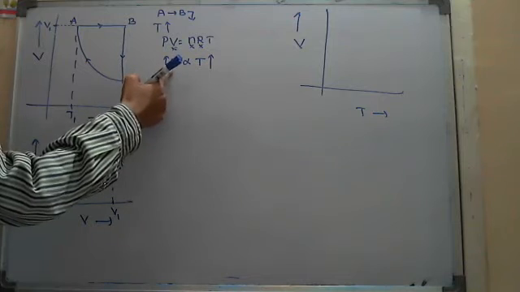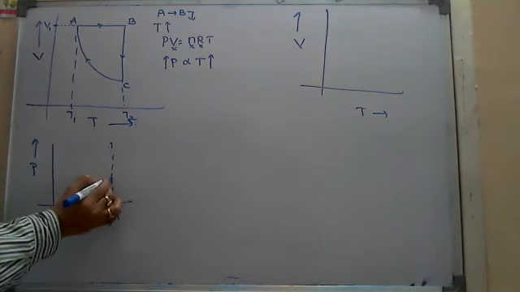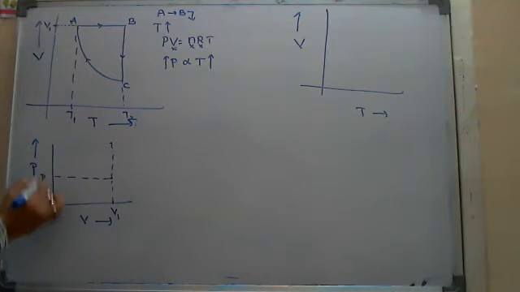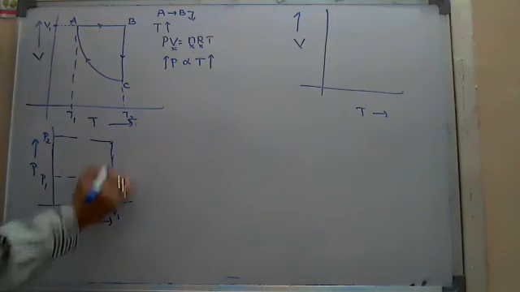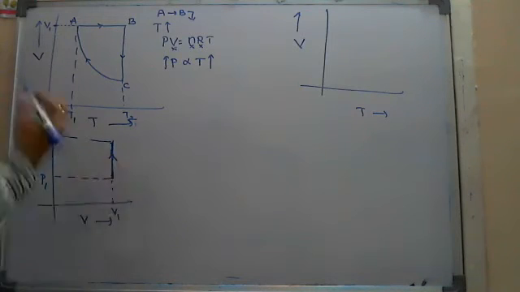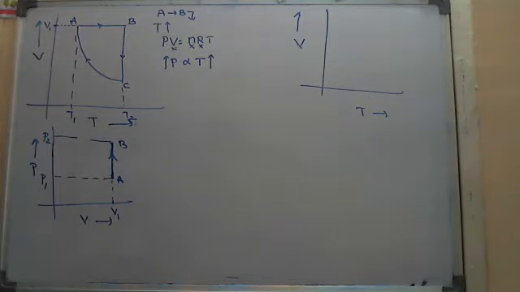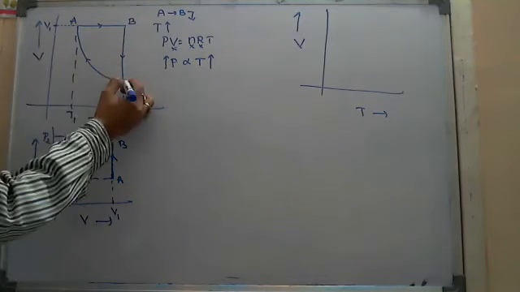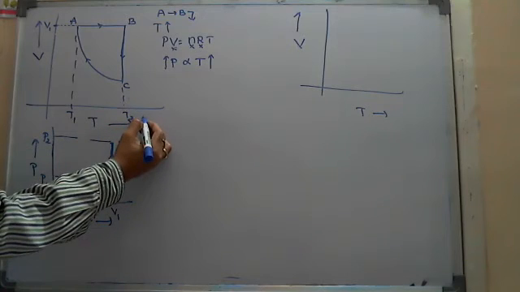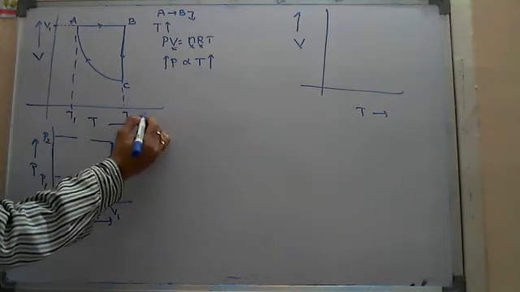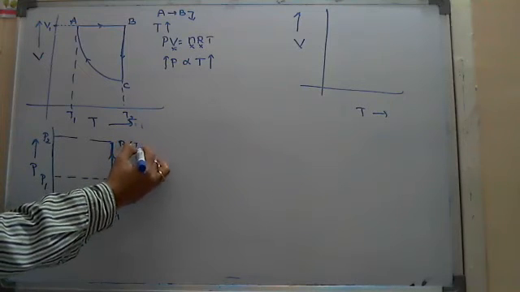The pressure increases as the temperature increases from T1 to T2. Pressure increases from P1 to P2. So you should get a graph like this. This is the A to B part over now. Then B to C: here the temperature is constant, T2 is constant.